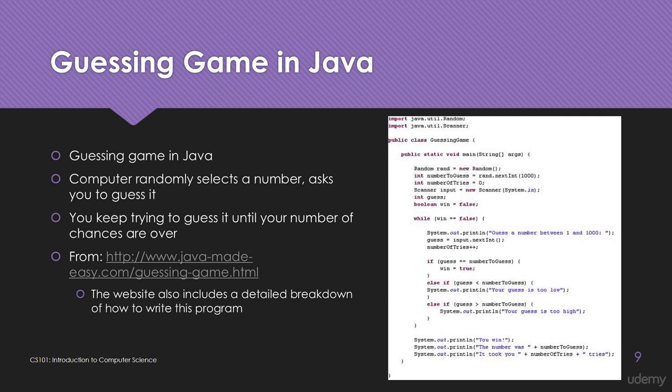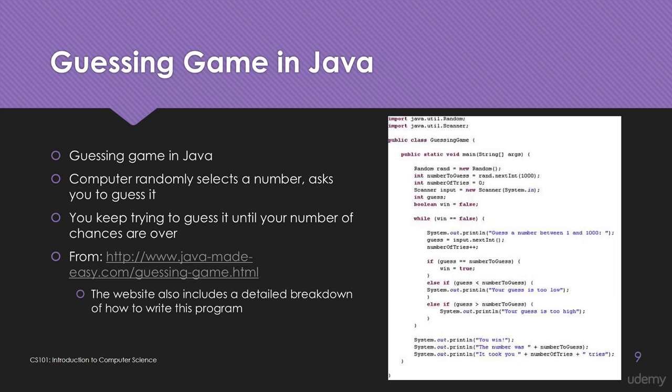We initialize something called input, which is a Scanner that takes in user input. Initialize a variable called guess, which doesn't have any value, and set a boolean win, which is initially set to false. So while win is false, right? That's the while loop there. It's going to keep repeating while win is false. And you're printing out a statement, System.out.println, guess the number between 1 and 1000. And then we say guess equal to input.nextInt.